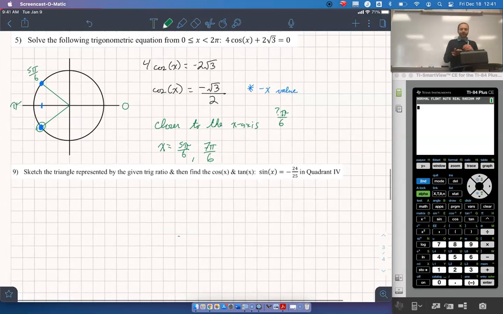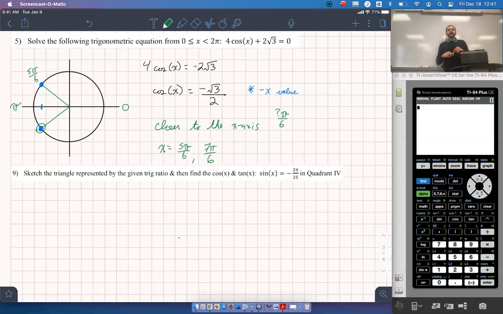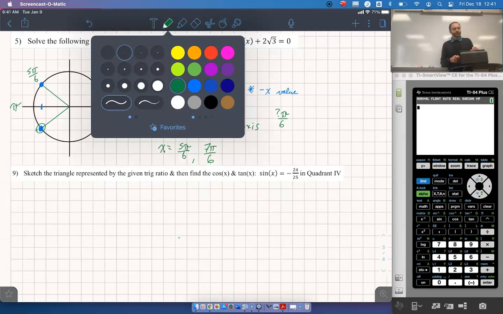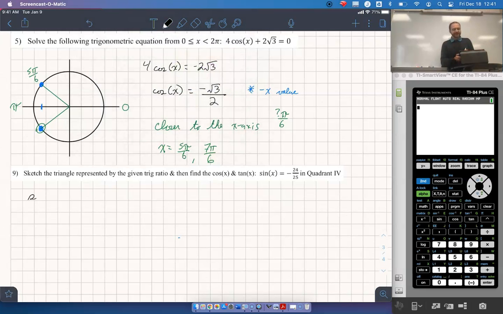Number 9. Again, look at the difference. This is why I like doing this video with 5 and 9 together, because you may be confused because it may look similar. But this one just says, hey, sketch a triangle that's represented by the trig ratio. So remember, if I'm telling you in this problem that the sine of x is negative 24 over 25, I'm telling you a ratio of the sides: my opposite side over my hypotenuse. It's not the same as finding the angle.